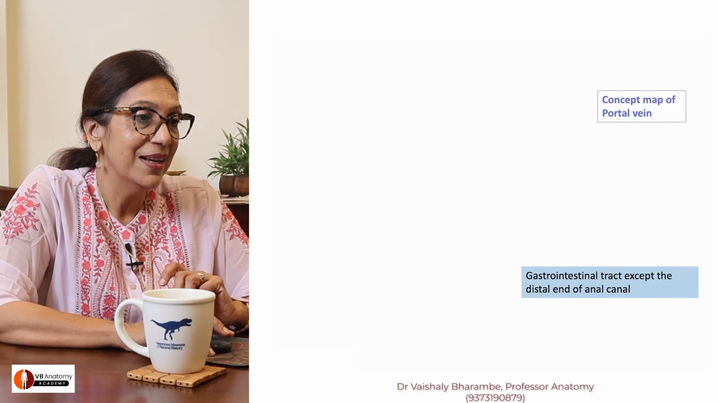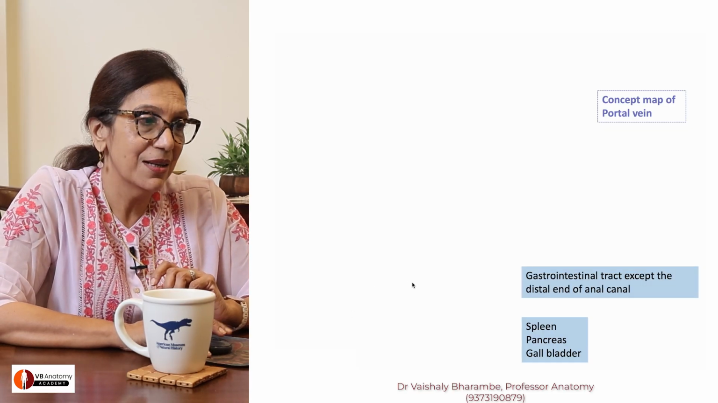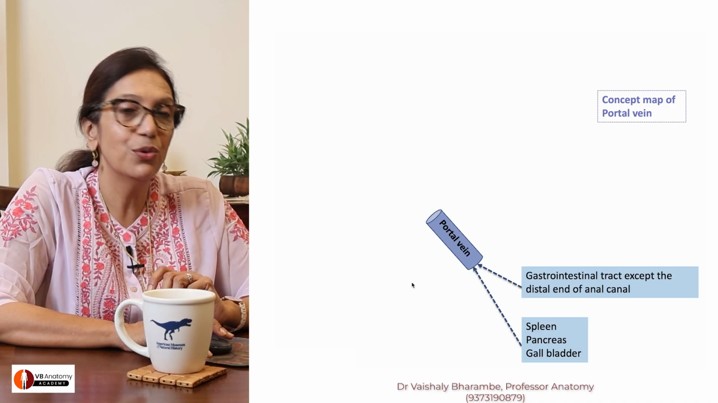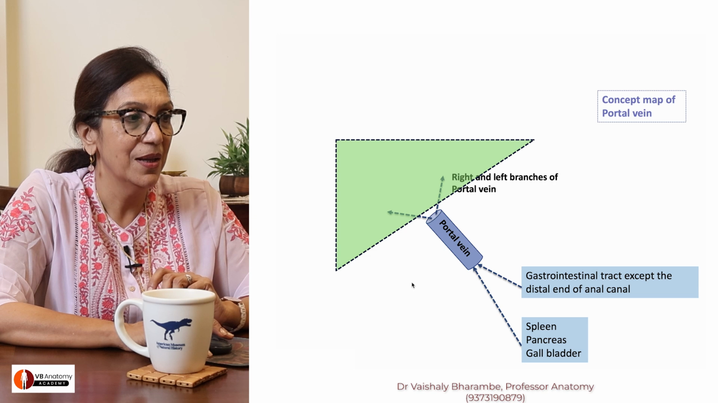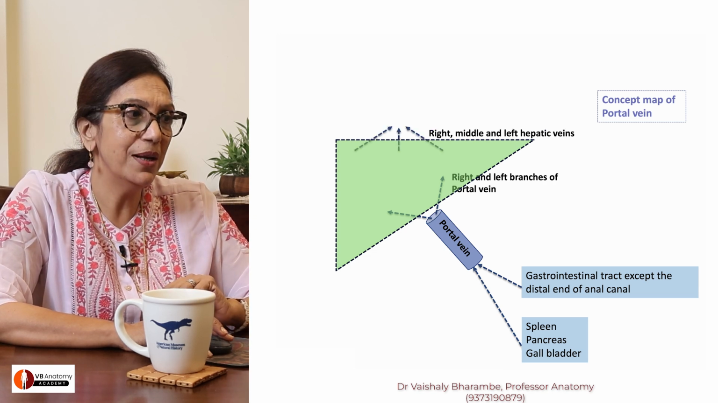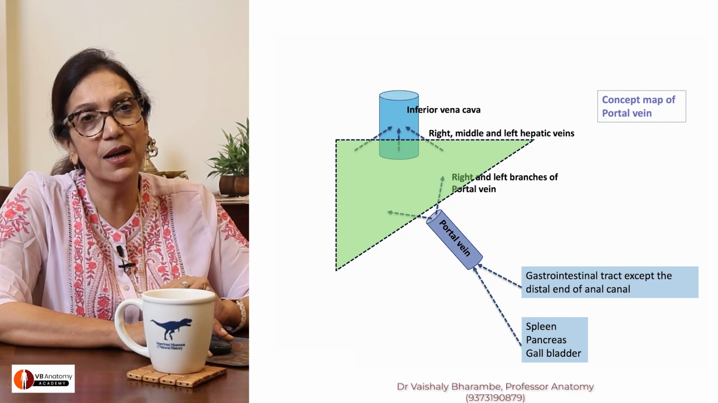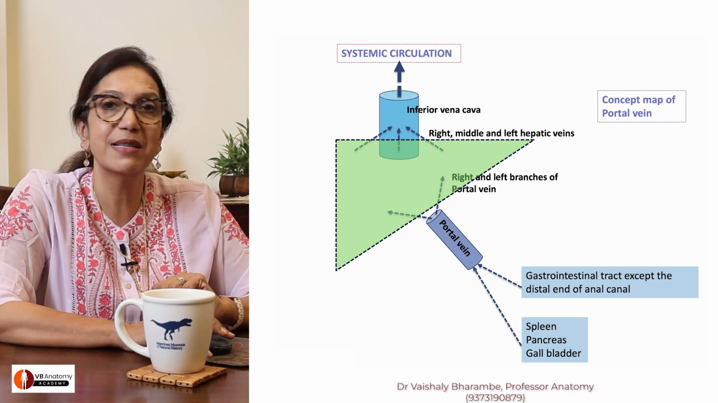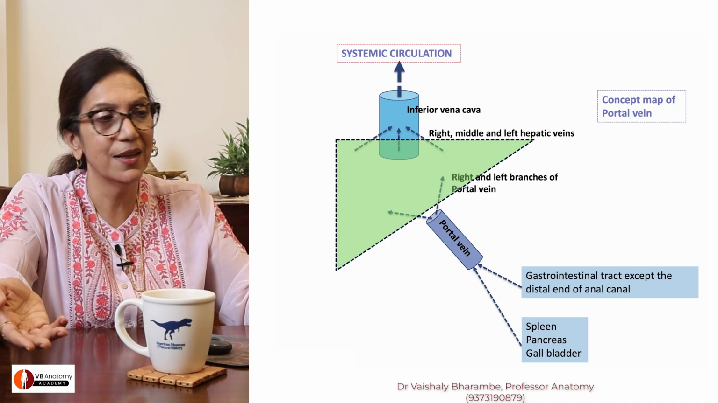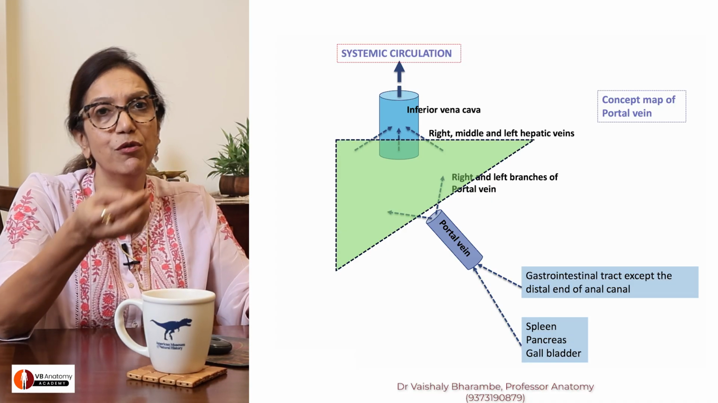Come. Draining blood from your gut, from your spleen, pancreas, gallbladder. Blood goes into your portal vein. The portal vein now drains this blood into the liver, and from the liver it goes into your inferior vena cava and finally into your systemic circulation. This is what happens in your body every day. This is a concept map of portal vein.